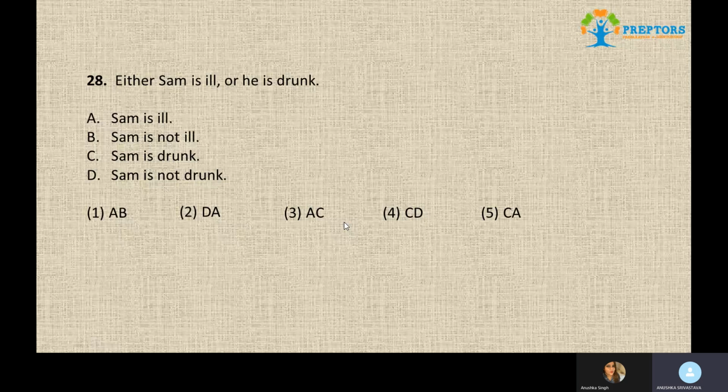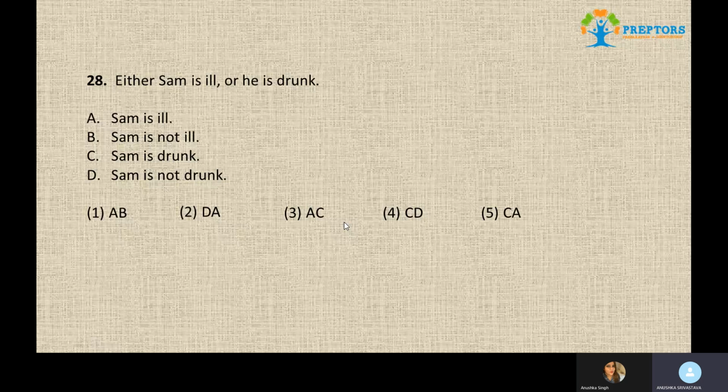When you have either or, the statement sounds like this question which is given on the screen. Either Sam is ill or he is drunk. Let us assume that Sam being ill is X and Sam being drunk is Y. So either X or Y. Now if I have to answer this, I can answer it in two ways. When X, then not Y. So when Sam is ill, then he is not drunk. Or when Sam is drunk, he is not ill, which means when Y, then not X.